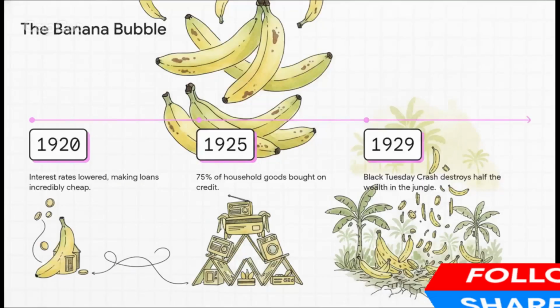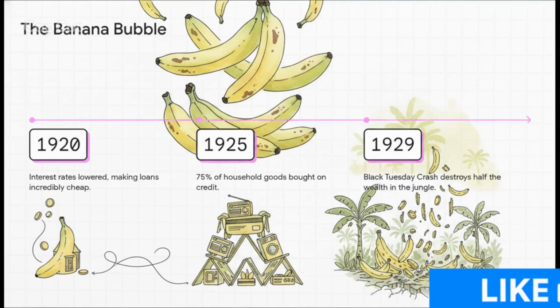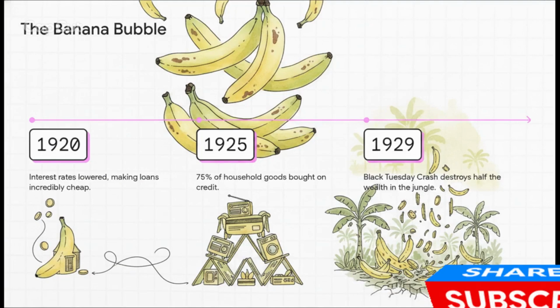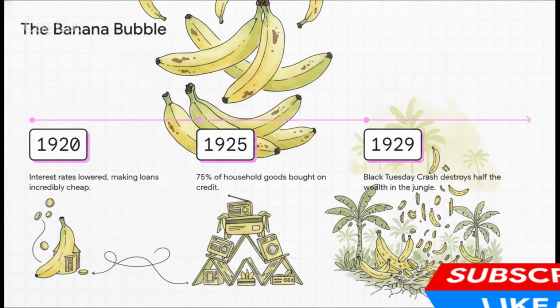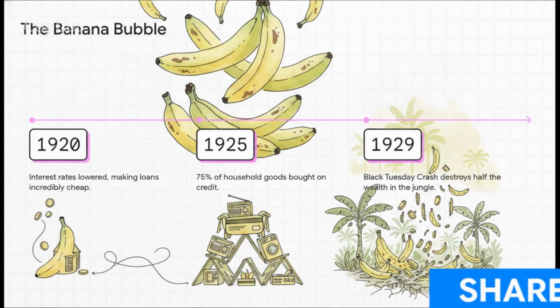If we look back historically, we can see exactly how this played out in the 1920s. The government lowered interest rates, making loans incredibly cheap. By 1925, an astonishing 75% of all household goods were bought on credit. It was this massive, towering house of cards built entirely on borrowed leaves, and it all came tumbling down in 1929 on Black Tuesday. Absolute panic set in, and over 16 million bananas were just dumped on the market in a single day, destroying half the wealth in the jungle.